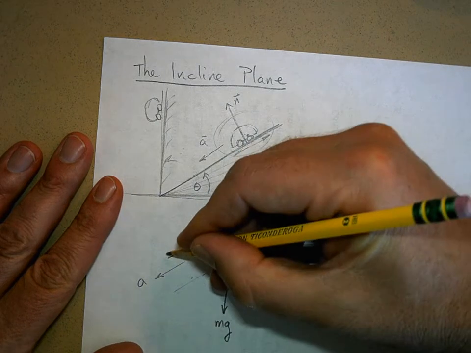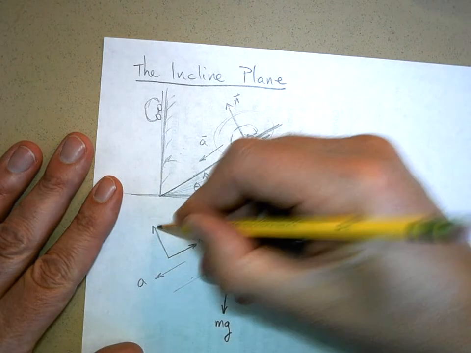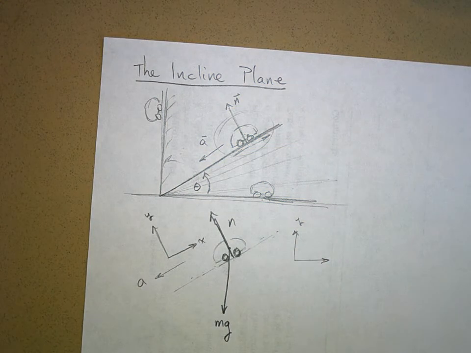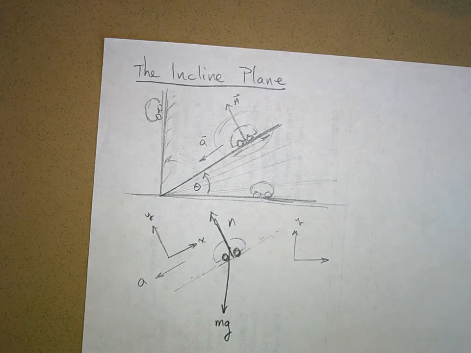Why do I do that? To make the problem easier to solve. And by the way, this works for problems that aren't inclined plane problems. If you have a problem where there's a centripetal acceleration in some weird direction, make your axis in the direction of the centripetal acceleration, and the problem will be easier to solve.